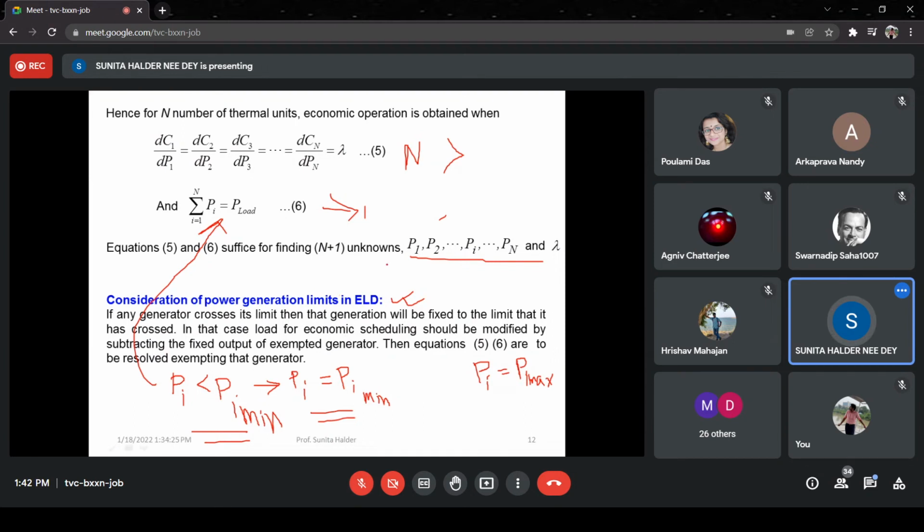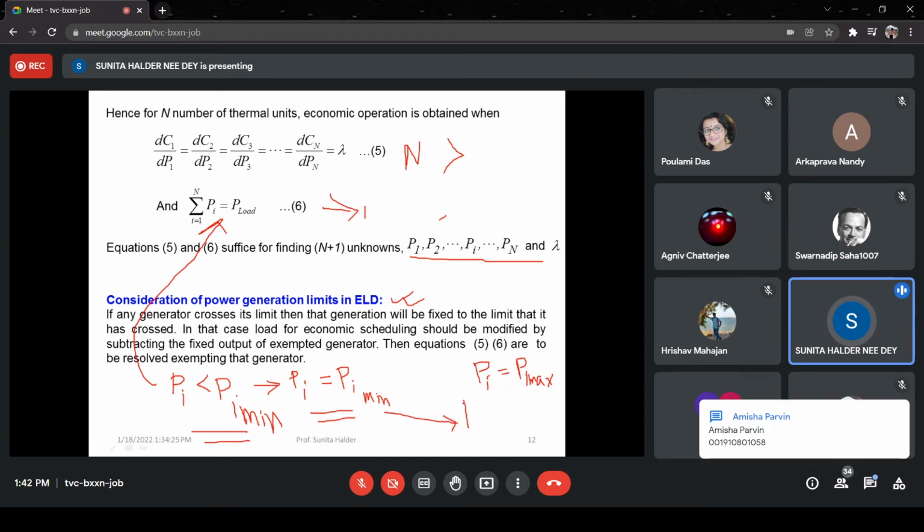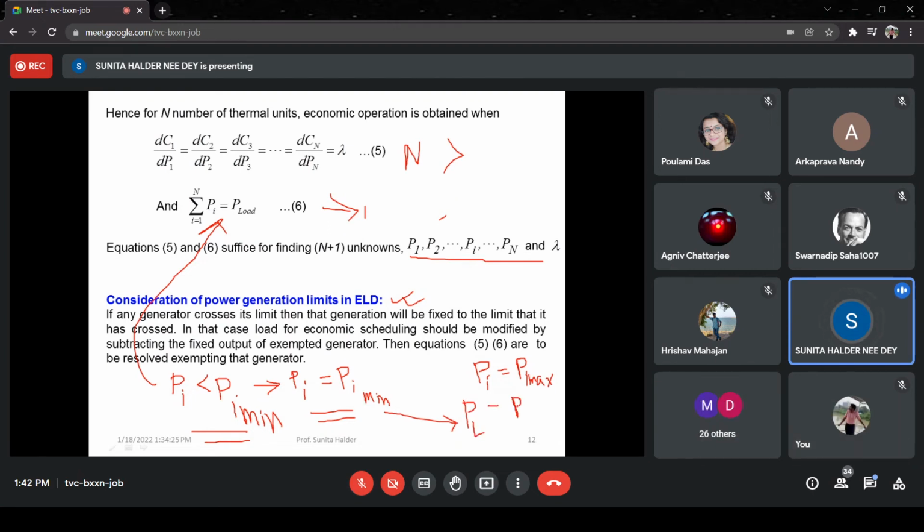Then what to do? For the remaining generators, we have to again perform economic load dispatch with the load equal to PL minus Pi min or Pi max. Because that generator will no longer be under economic schedule, right? In that way, we have to proceed.